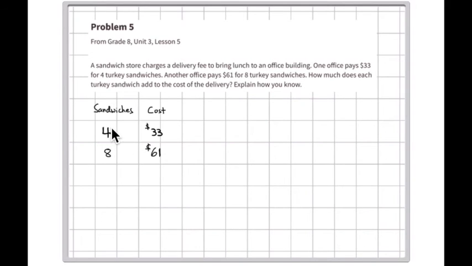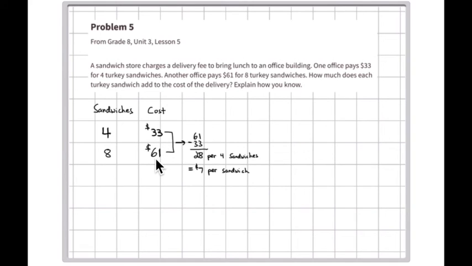Well, if you want to figure out what's the cost for 1 sandwich, you go to the 4 sandwiches, which cost $33. Now, if I added 1 more sandwich to that, that's going to be the cost of that 1 sandwich without the delivery fee. Well, if I add 4 sandwiches to that, the cost went up to $61. So that difference from 33 to 61 is $28. That means the cost of each of those sandwiches was $7. It's $28 for the 4 sandwiches. That means the cost is $7 per sandwich.